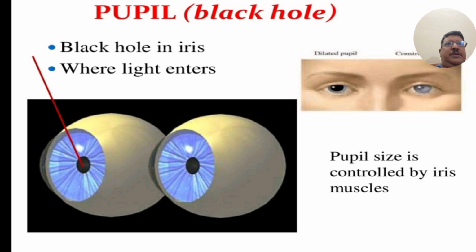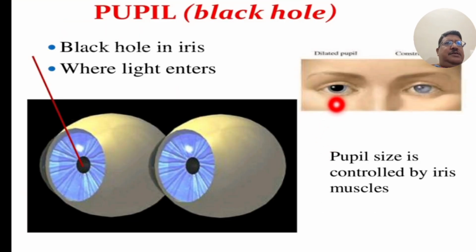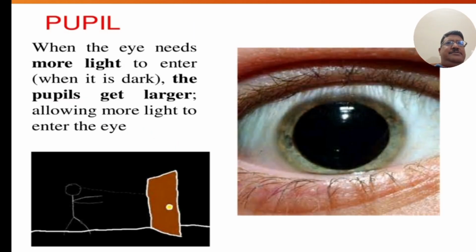The pupil is the black hole in the iris where light enters. The pupil size is controlled by the iris muscles. So this one is a dilated pupil and this one is a constricted pupil. Function of pupil: the hole where light enters into the eye.